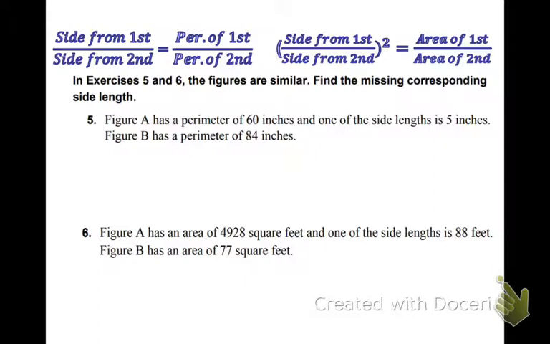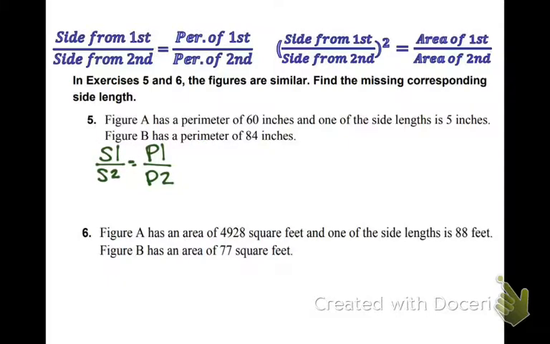All right, this is the last two that we do together. The figures are similar. Find the missing corresponding side length. So we're missing a piece of the formula. Number 5, are we going to use perimeter or area? Perimeter, so I'm going to write it in. My shortened version, I say S. What do you think S stands for? Side from the first over the side from the second will equal the perimeter of the first over the perimeter of the second. Just saves you a little bit of time.